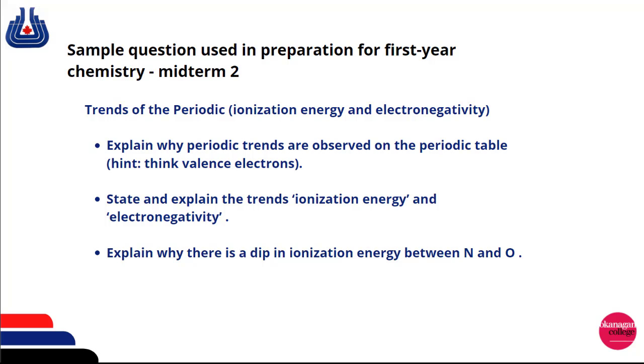The question first asked them to explain observed trends on the periodic table. Then they need to explain the trends of ionization energy and electronegativity. And finally, they need to explain the dip in ionization energy between nitrogen and oxygen.